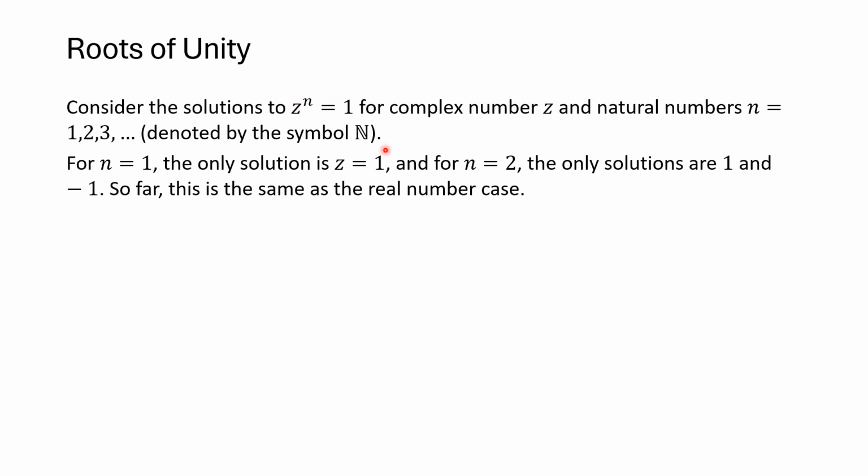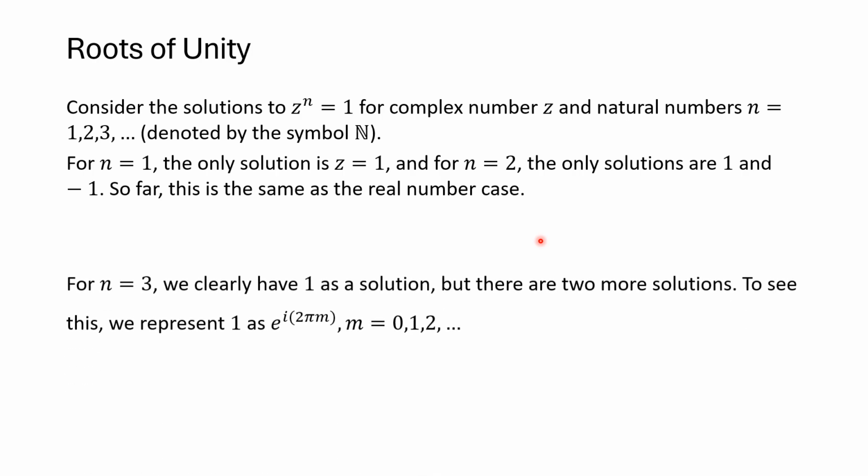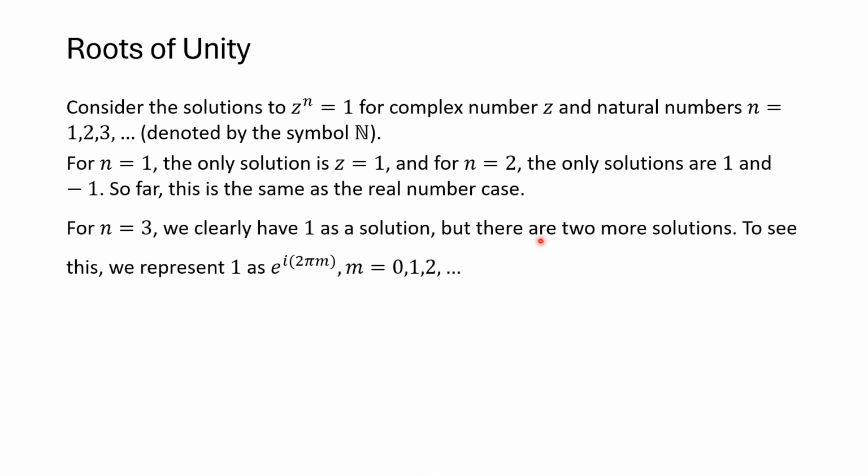Z equals 1. If you have n equals 2, then you're taking basically the square root of both sides, and you get z equals plus or minus 1. We know that from just basic algebra. The problem becomes more difficult and less obvious as we increase n. So let's look at n equals 3.